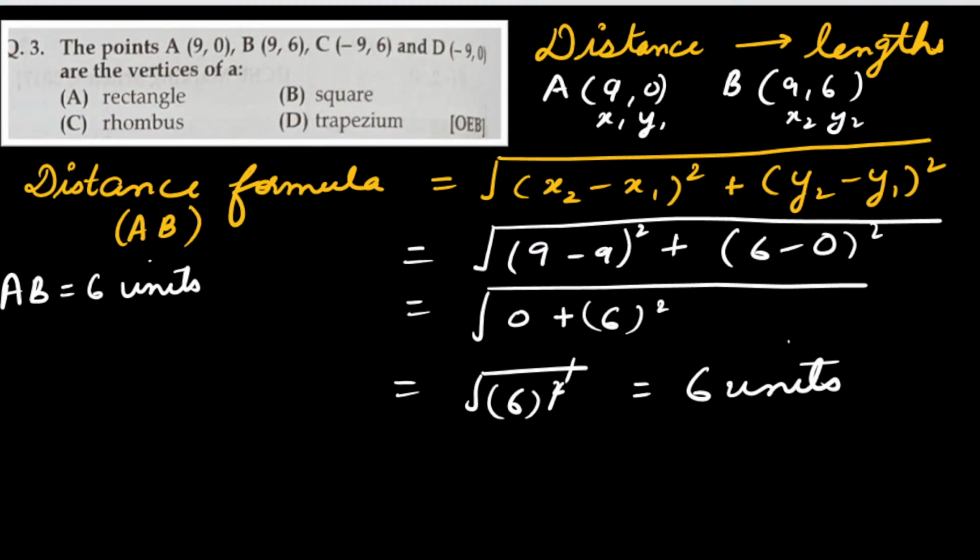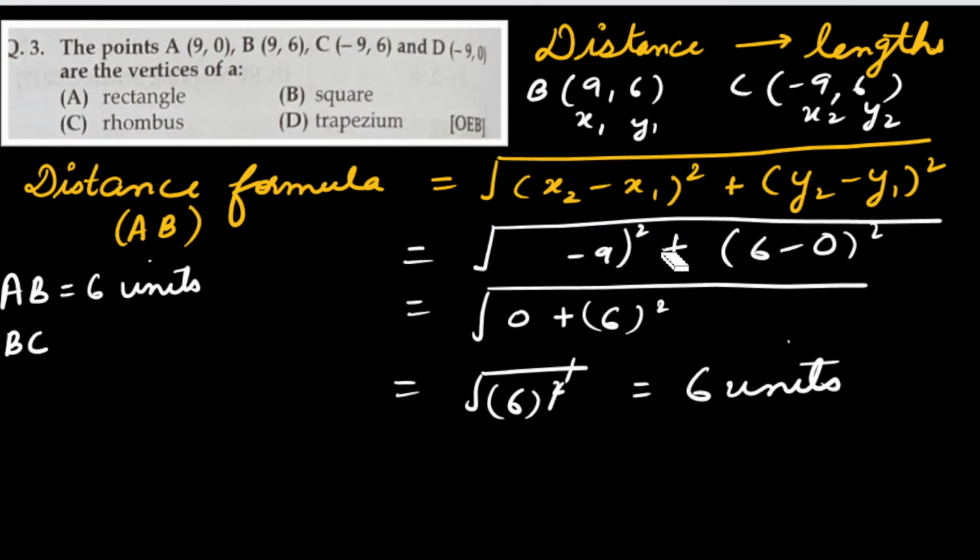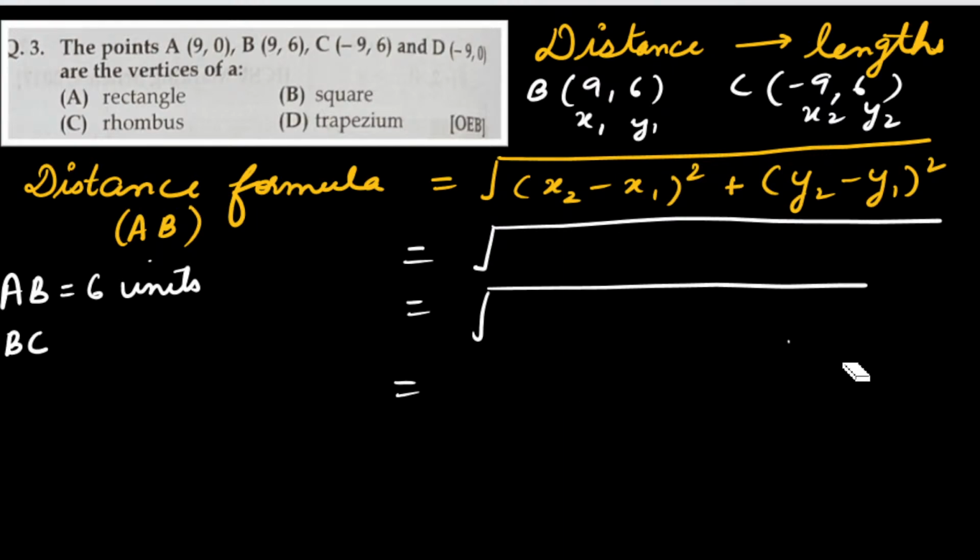First distance we have found. Let's find BC now. When we are finding the distance BC, we have to use the coordinates of points B and C. B has coordinates 9, 6 and C has coordinates minus 9, 6. Now B's coordinates we will consider as x1, y1 and C's coordinates as x2, y2. We just have to substitute again and find the distance.